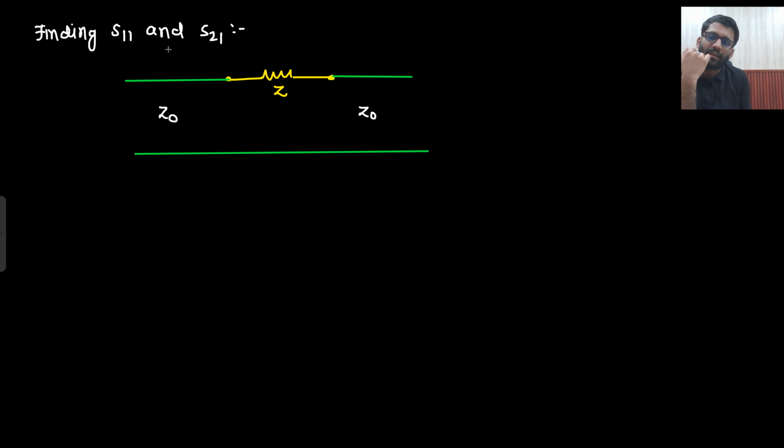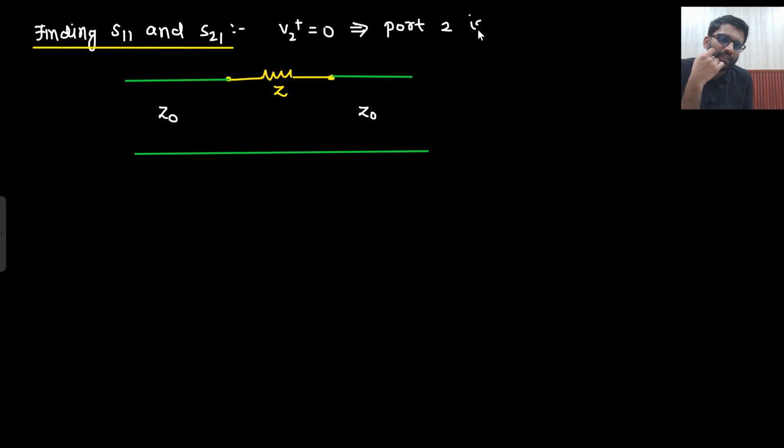That means if I am finding this, I need to keep V2 plus equals to 0. And if I need to keep V2 plus equals to 0, that means port 2 is matched. So here port 2 will be matched. This will be your ZL, which will be replaced with Z naught. This is your transmission line 2.